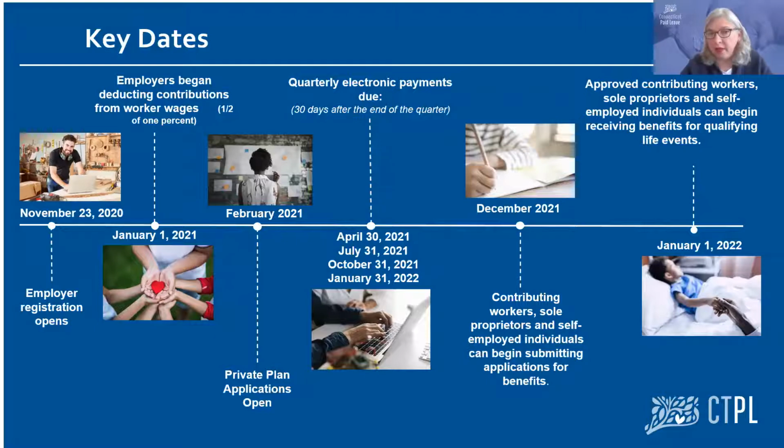We've been reviewing applications for private plans since February, and those are ongoing. As you probably know, the contributions are owed to the authority every quarter. So they have to be submitted at the end of the quarter, but we give employers a 30-day grace period. The quarter ends tomorrow, but employers will have the month of October to get those contributions into us. And as we mentioned in December, we're going to allow people to start submitting claims for benefits, but benefits won't actually be paid until January of 2022.